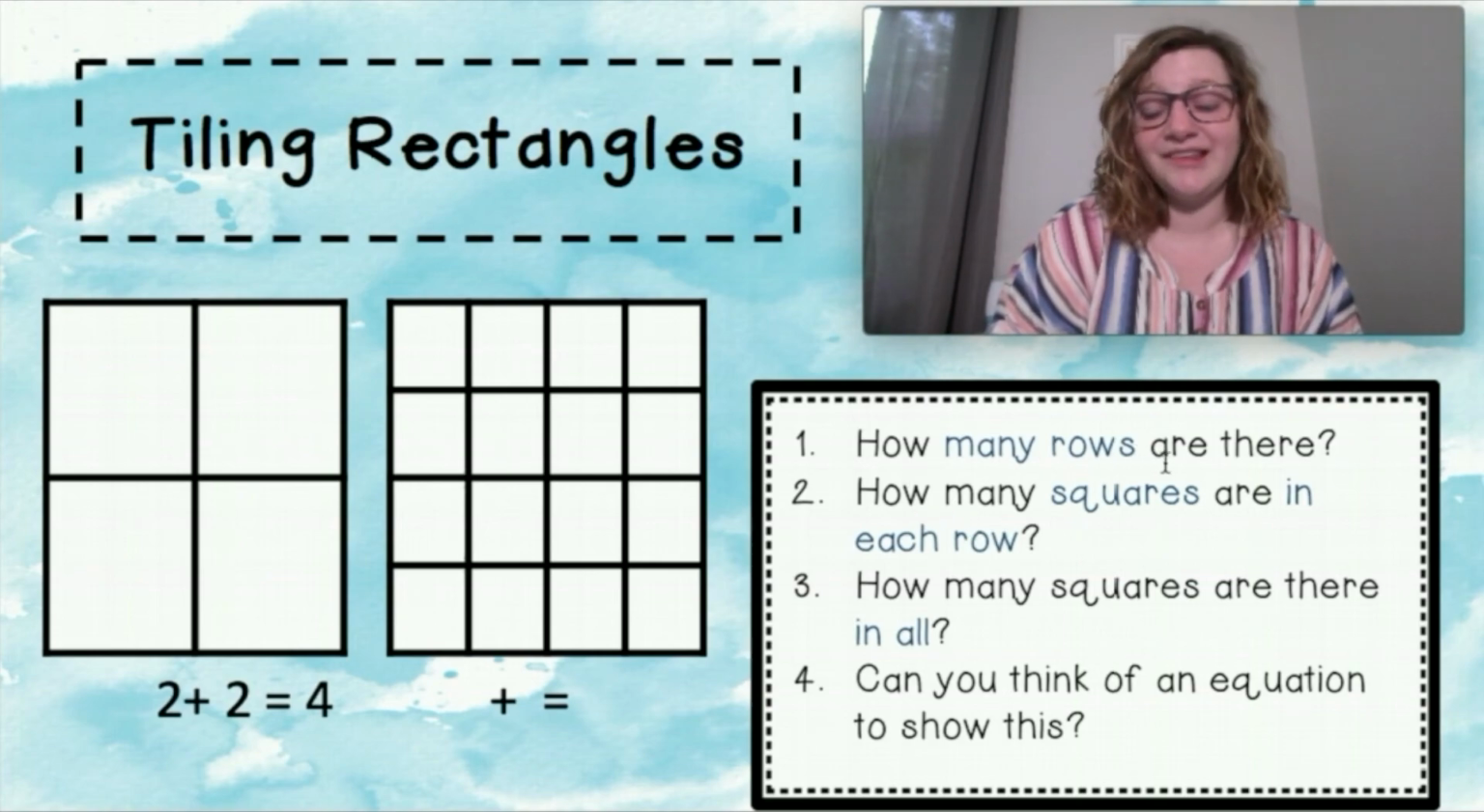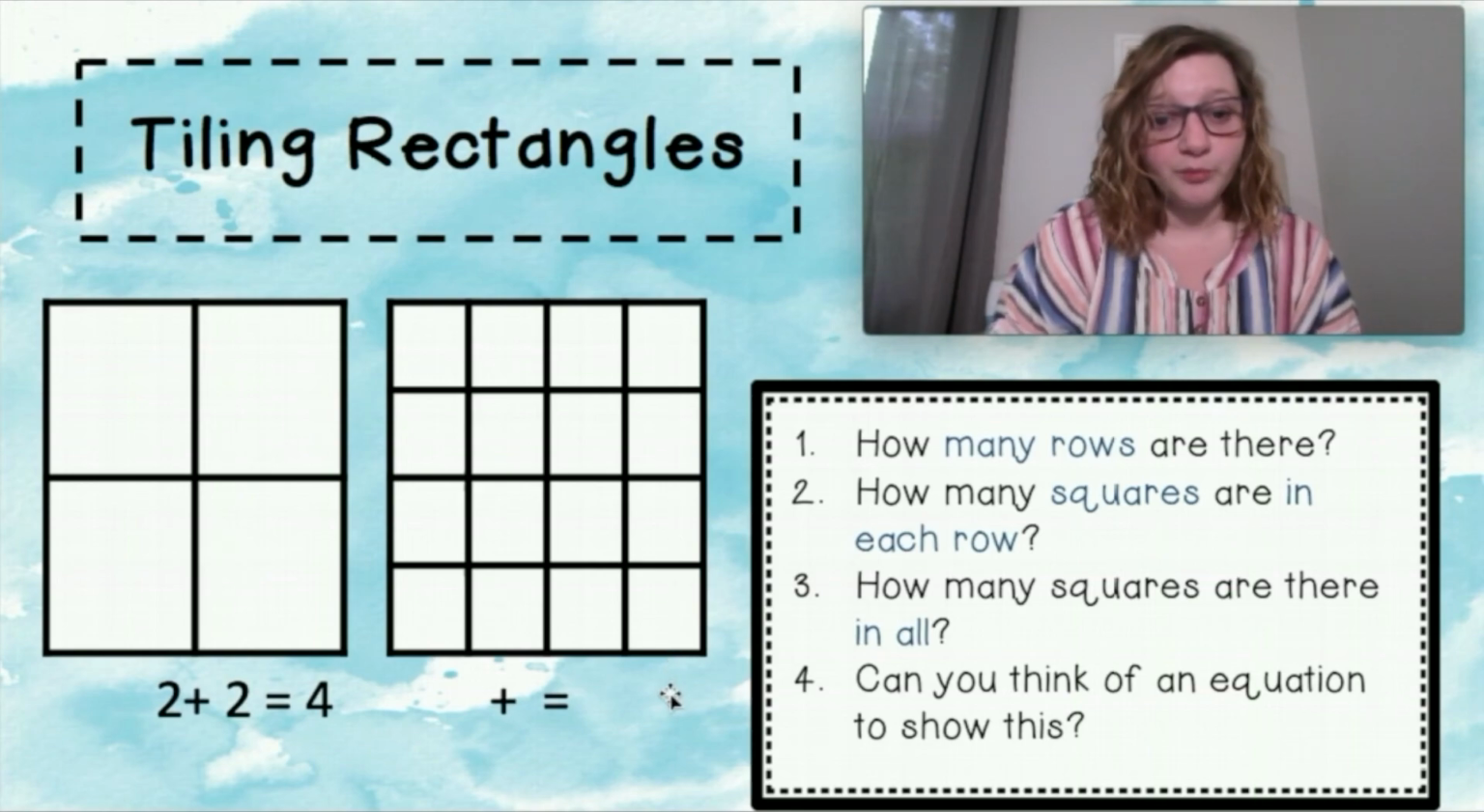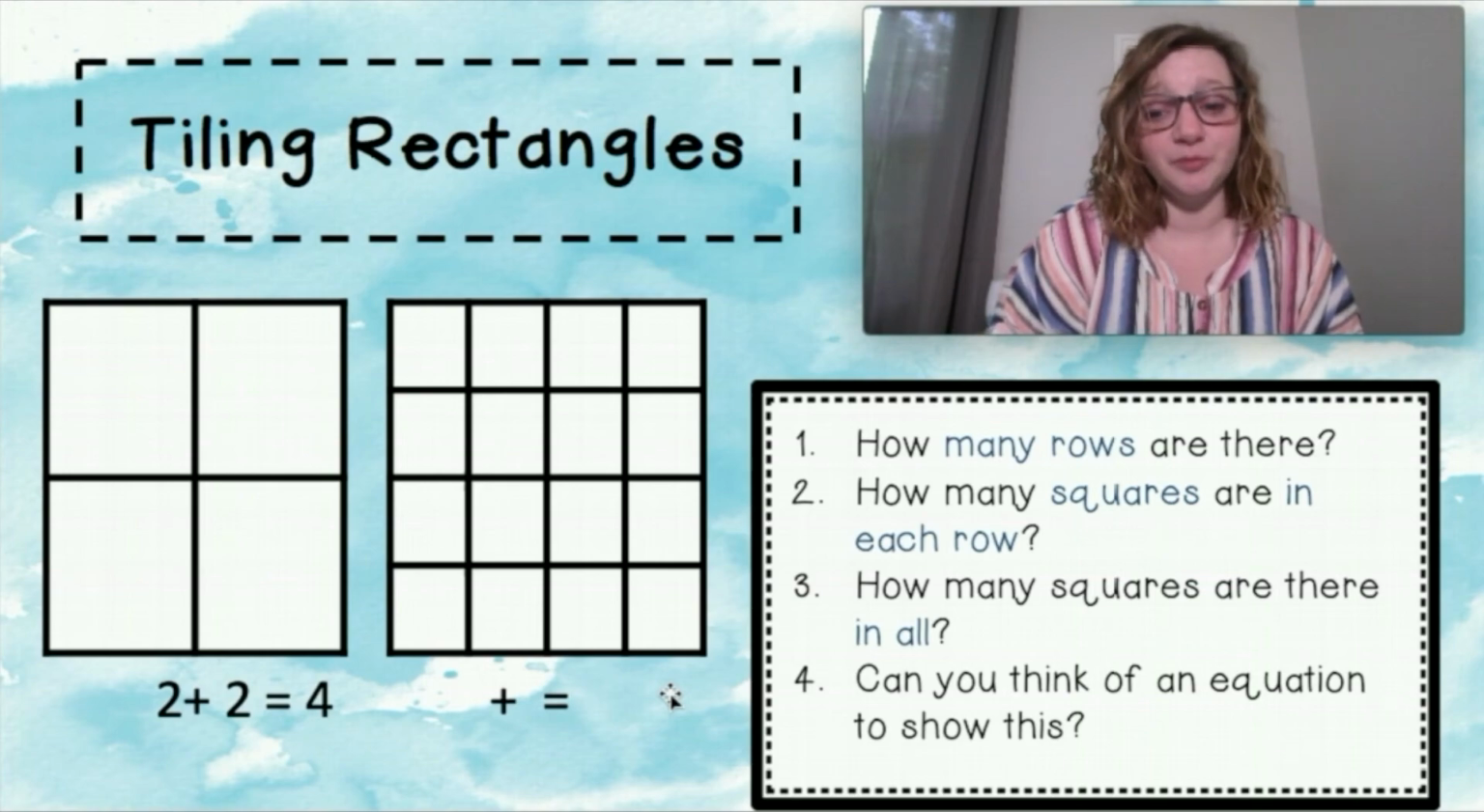So our first question is, how many rows are there? Let's count them. 1, 2, 3, and 4 rows. Now the second question is, how many squares are in each row? 1, 2, 3, 4. Now, let's think. Do I need to go through the rest of these and count up each square? No, I don't, because we see that they're all the same to make that rectangle. So we have 4 rows with 4 squares in each row.